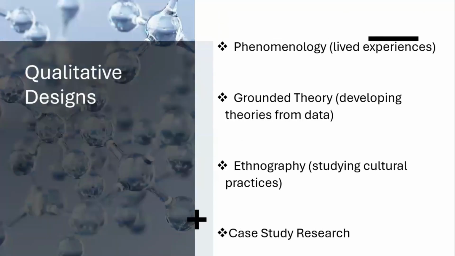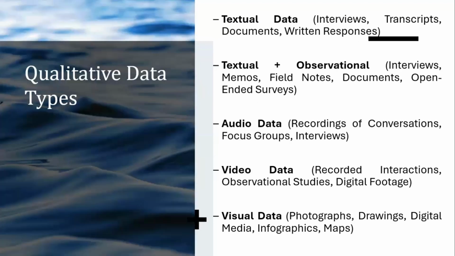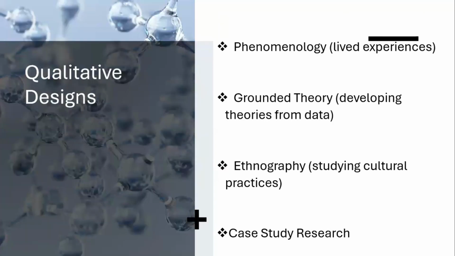Now, let's look at different designs. So these are different kinds of data. These are not designs. Okay, these are different kinds of data you can collect. Unlike quantitative, where you have only one data type, which is numerical, numbers, in qualitative you have various data types, various data formats. That is different from designs. Let's look at qualitative designs.